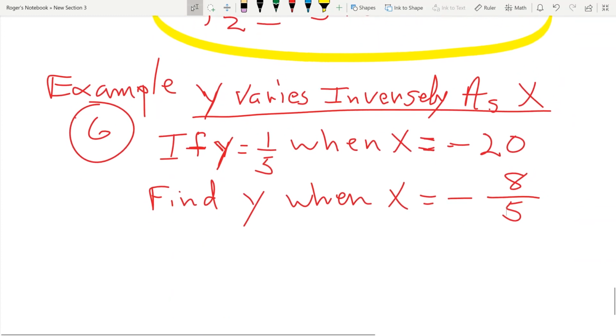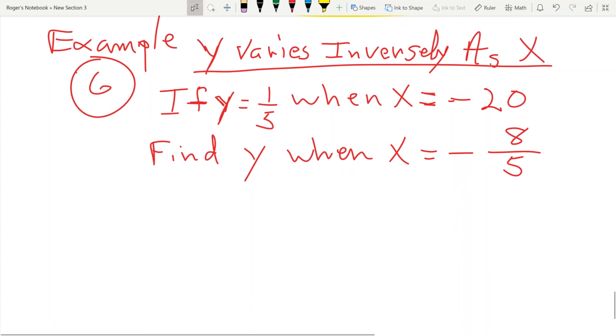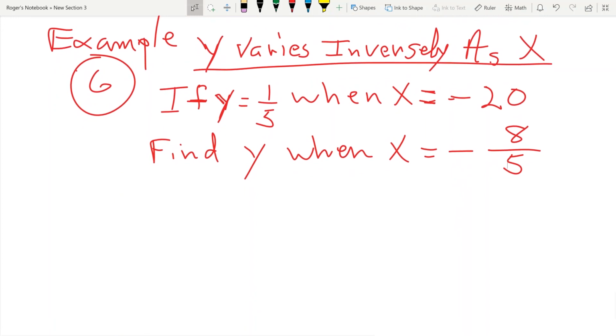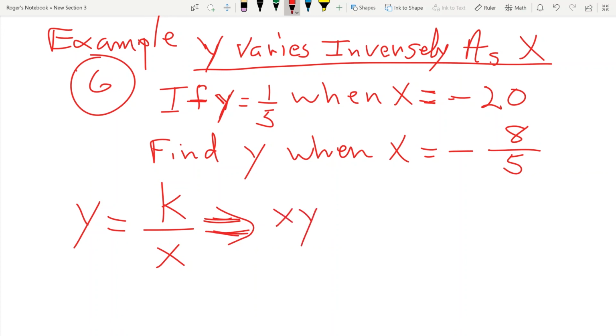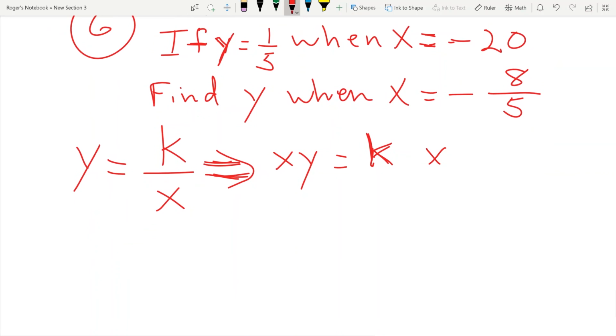So here's another example for you. Example number 6. I think this will be the last one we do today. Again, y varies inversely as x. You know what that looks like. That means that y equals some constant divided by x, which when rewritten means that x times y is equal to the constant k. So it also means that x1 y1 is equal to x2 y2.